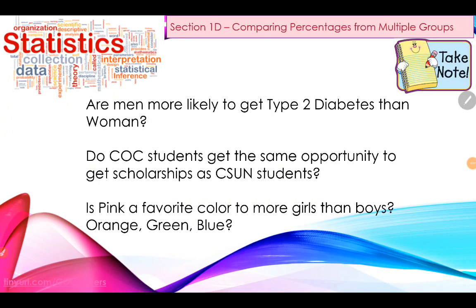In section 1D, we're learning how to answer questions like this, where we're comparing percentages from multiple groups. For example, are men more likely to get type 2 diabetes than women? Let's compare those two groups. Do COC students get the same opportunity to get scholarships as CSUN students? Let's compare those two groups.